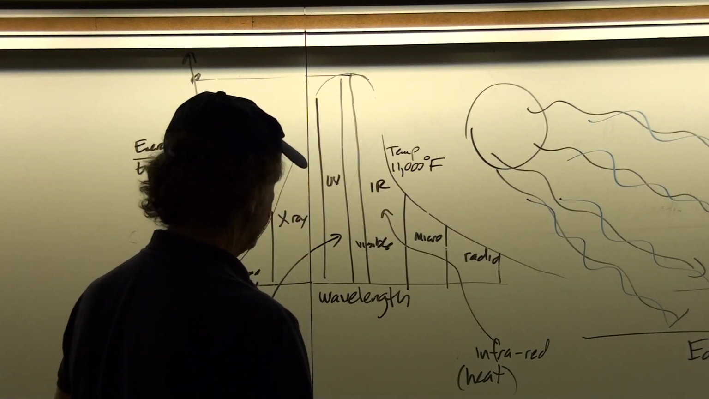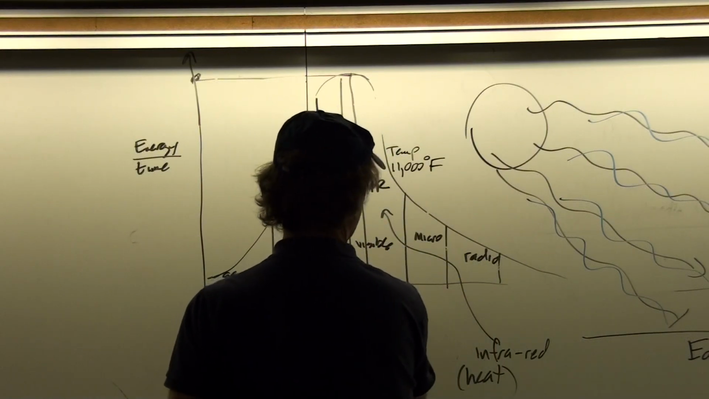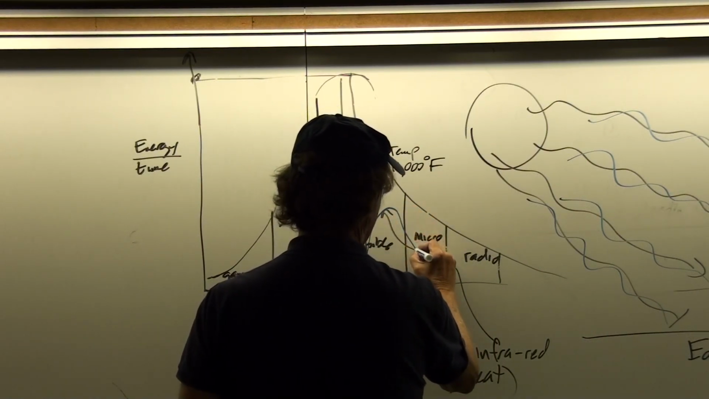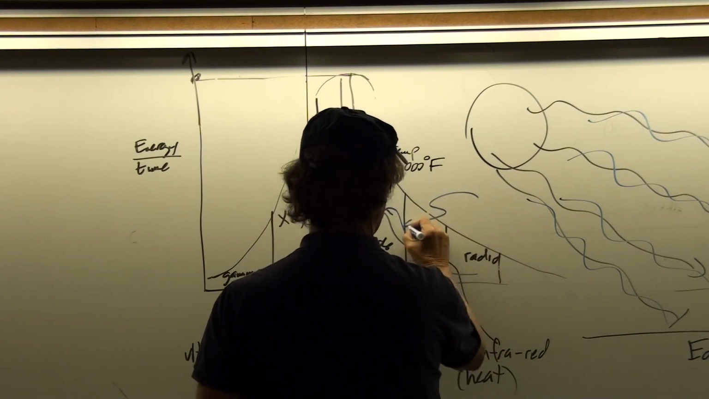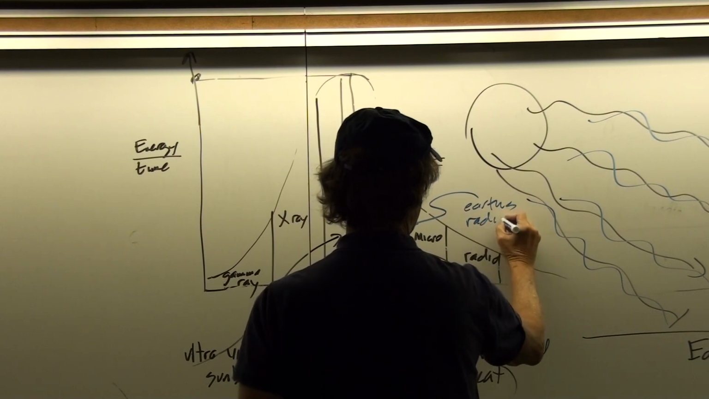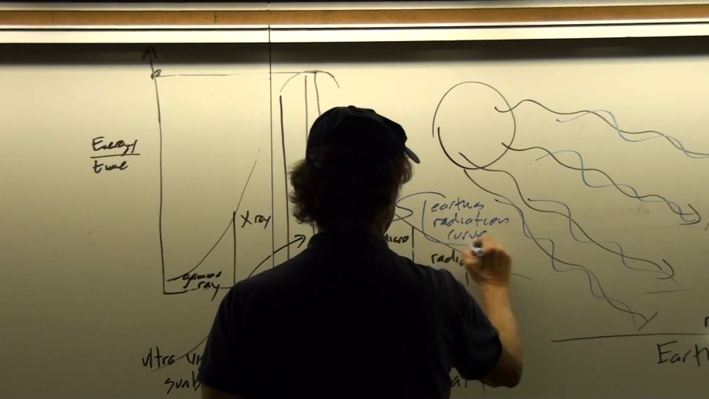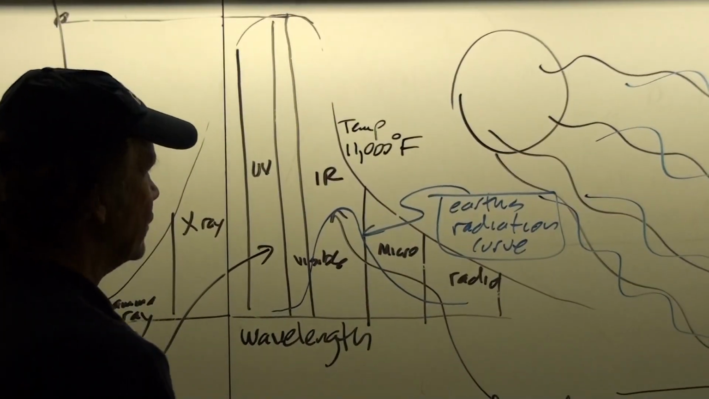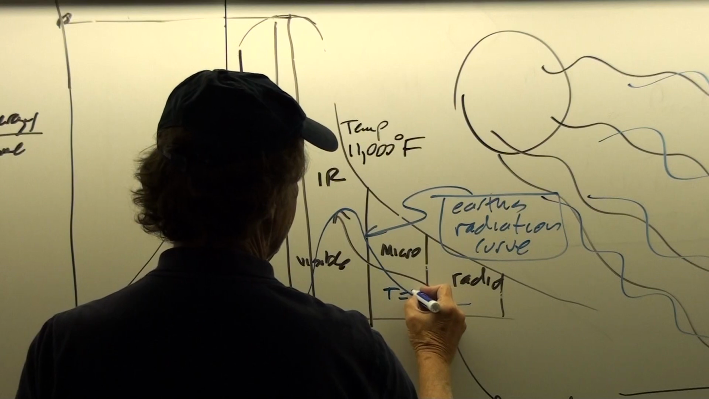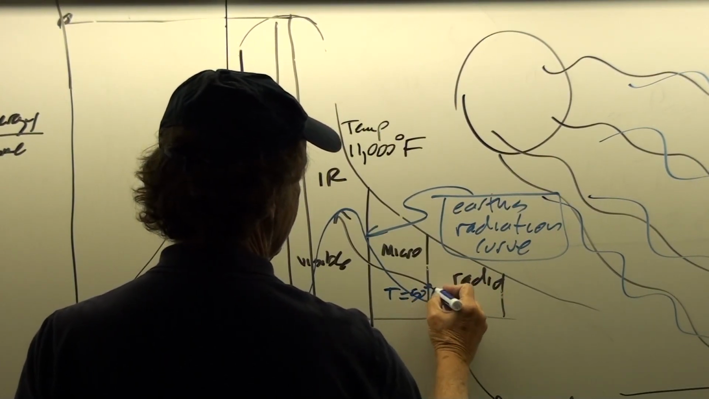But for the Earth, our black body radiation curve peaks out in the infrared. So this is the Earth's radiation curve. So this is at a much lower temperature. Typical temperature here might be the average temperature of the Earth, maybe, not sure what that is, maybe 50 degrees Fahrenheit or something.